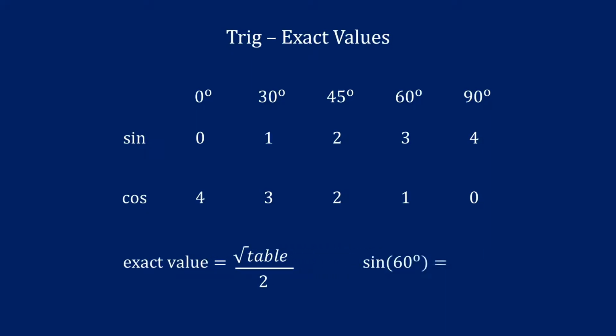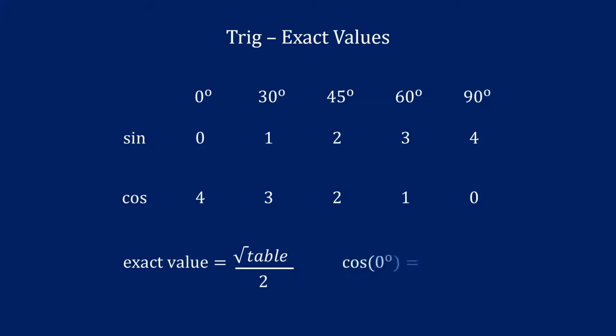So let's look at an example. Find the exact value for sine of 60. Alright, let's take a look. We're going to do a square root of which number is on sine 60? It's the number 3. So it's going to be square root of 3 divided by 2. And you're done.